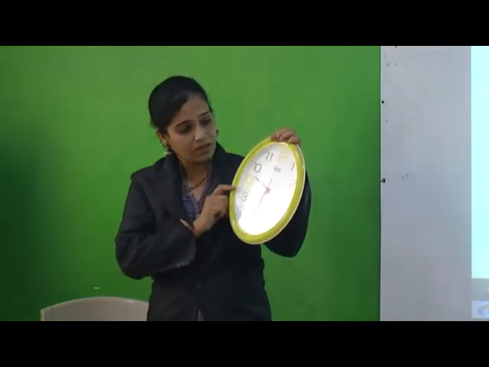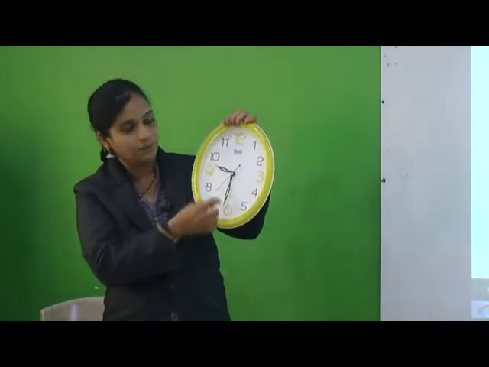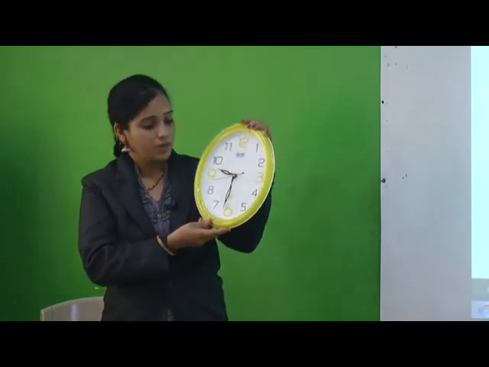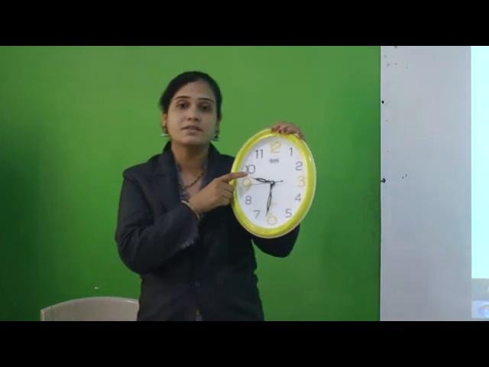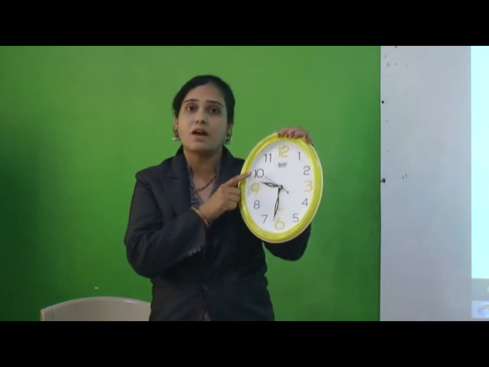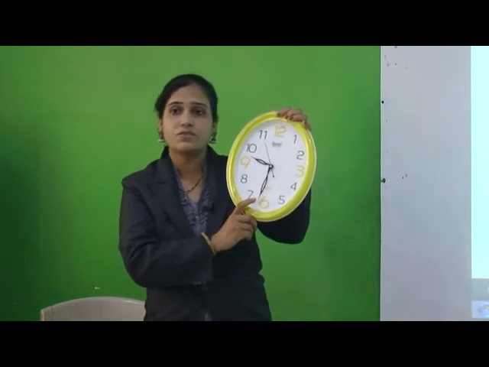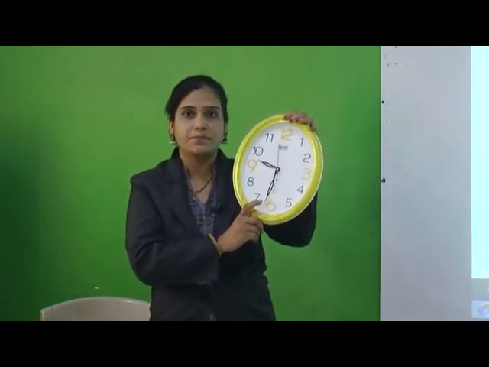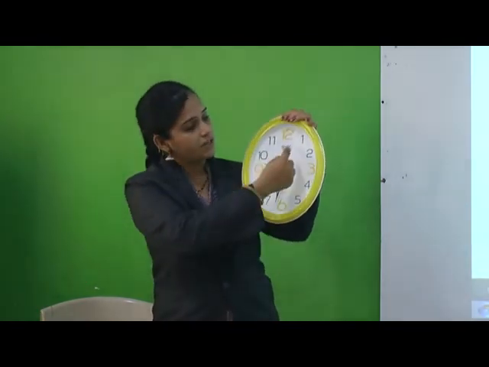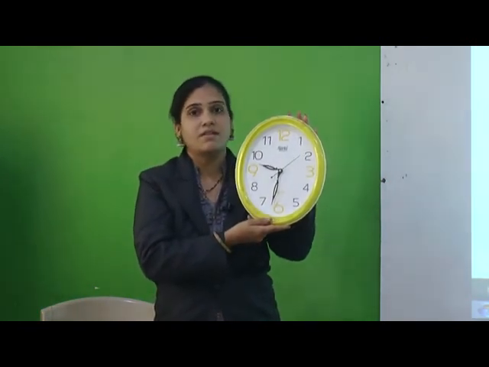So students, every clock has two main thick needles. They are known as the hands of a clock. This shorter hand is the hour hand. It tells us time in hours. And this longer hand is the minute hand. This tells us the minutes. Even this thin needle you can see, this one is the second hand.